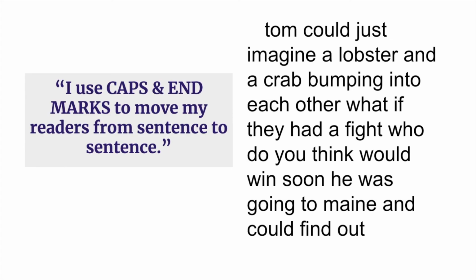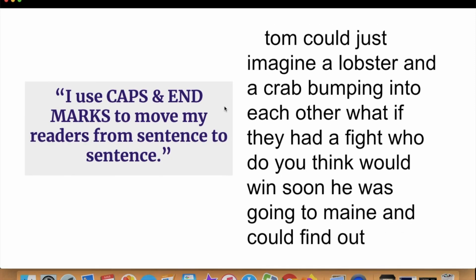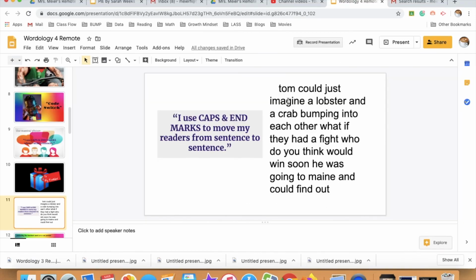All right, so let's look at this one. I'm just going to pop out for a second so I can manipulate this. All right, Tom could just imagine a lobster and a crab bumping into each other. What if they had a fight? Who do you think would win? Soon he was going to Maine and could find out.